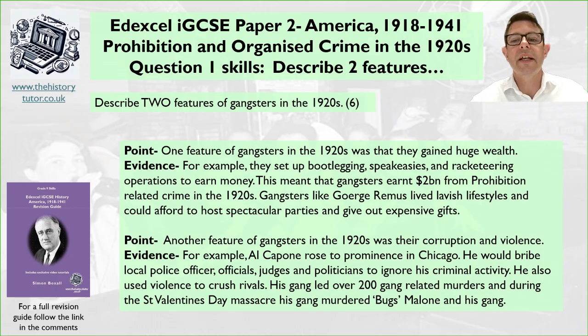Another feature might be about their corruption and violence. We might want to talk about Al Capone here. So, for example, Al Capone rose to prominence in Chicago. He would bribe local police officers, officials, judges and politicians to ignore his criminal activity. He also used violence to crush rivals. His gang led over 200 gang-related murders, and during the St. Valentine's Day massacre, his gang murdered Bugs Moran and his gang members.